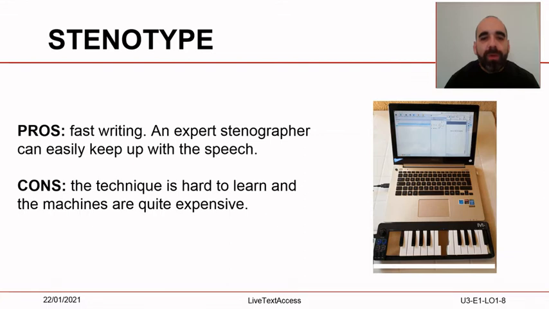One of the most famous typing techniques for real-time intralingual subtitling and speech-to-text reporting is stenotype. Modern stenotype machines resemble a small piano keyboard. Stenographers can write texts very fast thanks to a combination of keys. An expert stenographer can reach a speed up to 300 words per minute. Stenotype machines are quite expensive and the technique is hard to learn, especially because in some countries there are very few training courses.